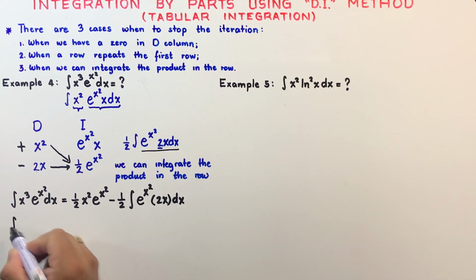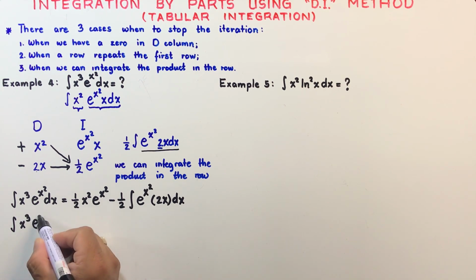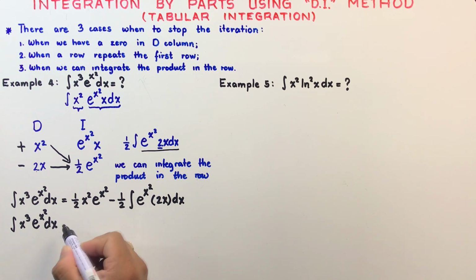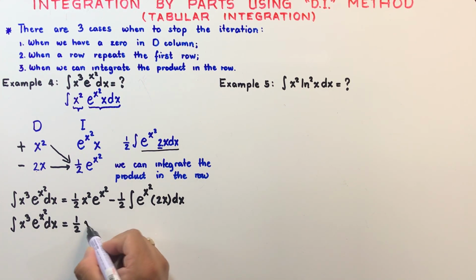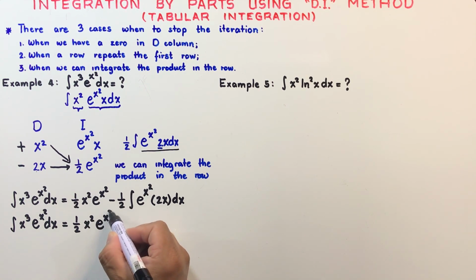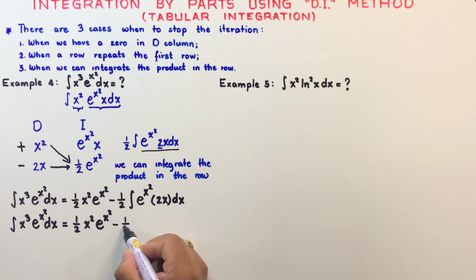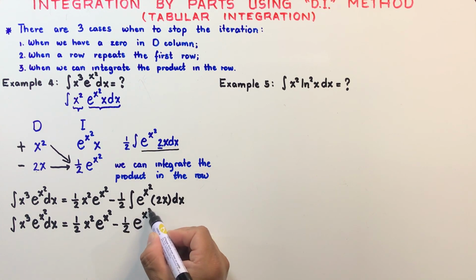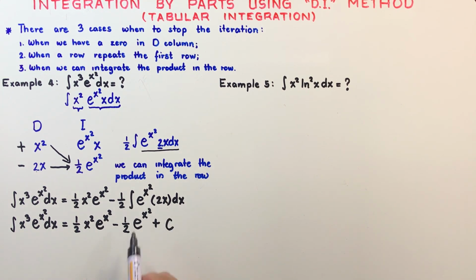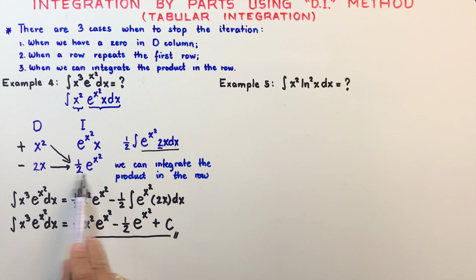So our answer for the integral of x cubed e to the power x squared dx is equal to 1/2 of x squared times e to the power x squared minus 1/2 of e to the power x squared plus c, because the integral of e to the power x squared times its derivative here is e to the power x squared. And you can check that this is my answer for this given integral in our previous video. And this is an example that illustrates case number 3, that we need to stop when we can already integrate the product in a row.